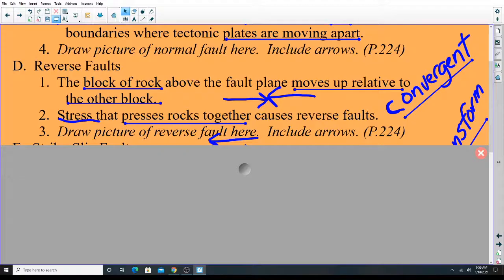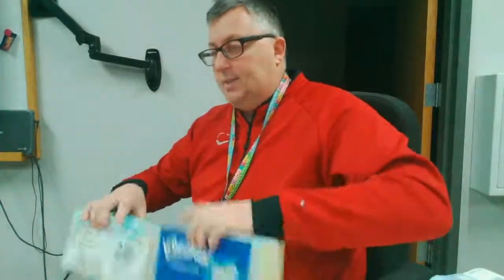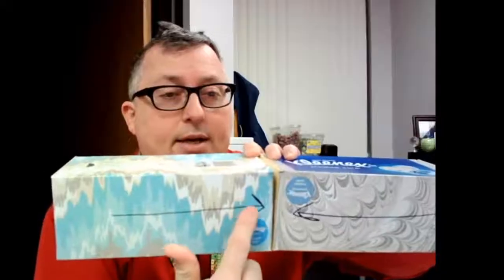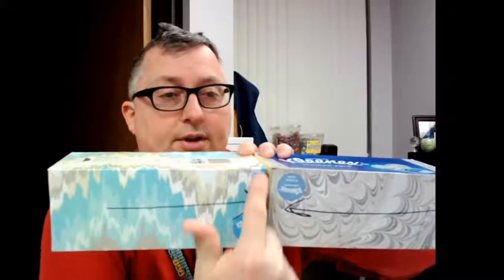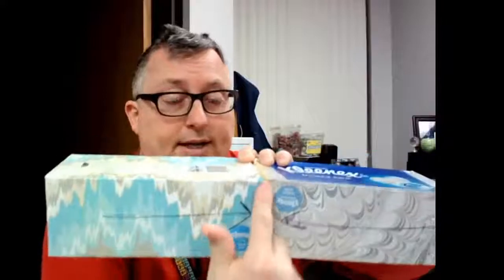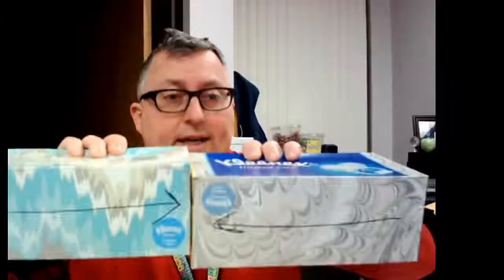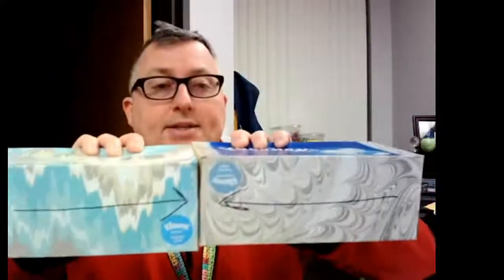So here with my reverse fault boxes of science, fantastic, fancy ones again. Oops, wrong camera. This one right here. Now you'll notice that the arrows are pointing in towards each other. And the fault plane is still right here. So this plate and this plate are running into each other and they're trying to get past each other.